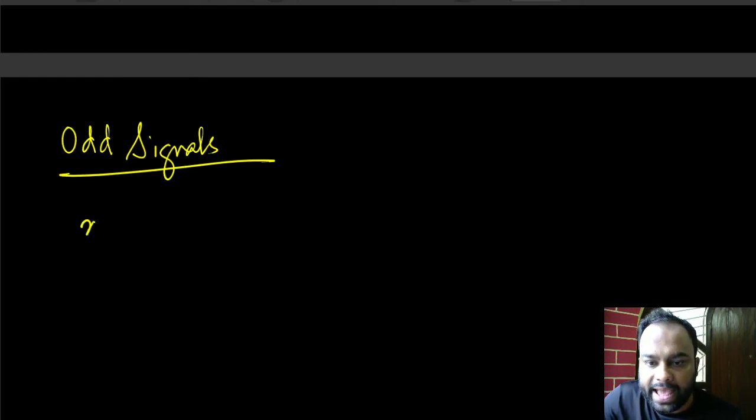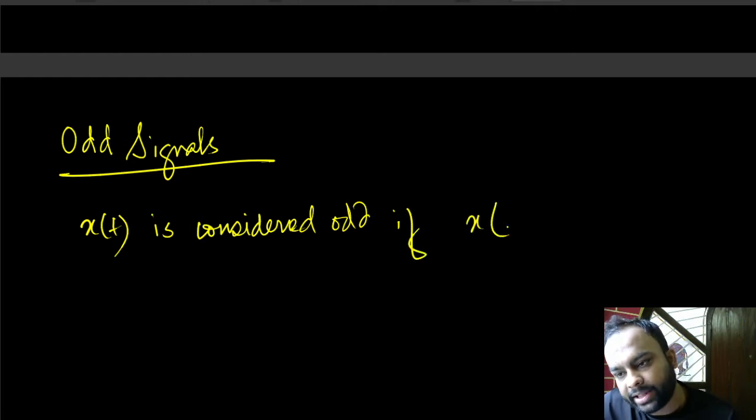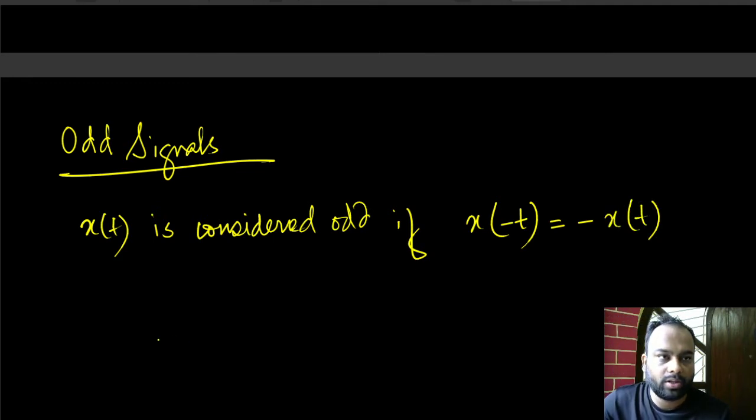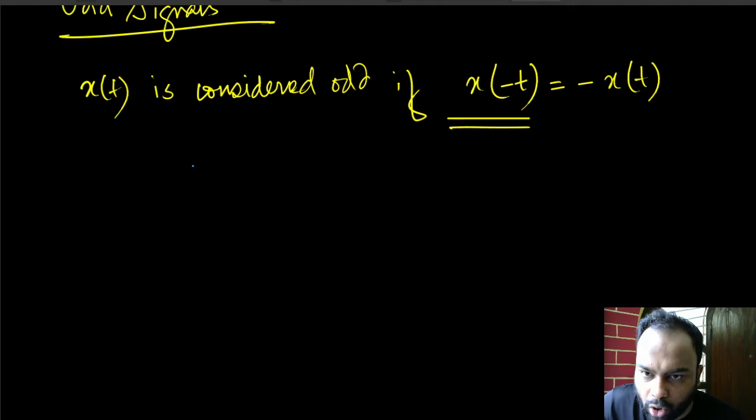The idea is, x of t is considered odd if x of minus t is equal to minus x of t. So that is when x of t is considered an odd signal. Now do tell me, when is the signal odd? Let me give you a very simple example, and do tell me whether the signal is odd or not.